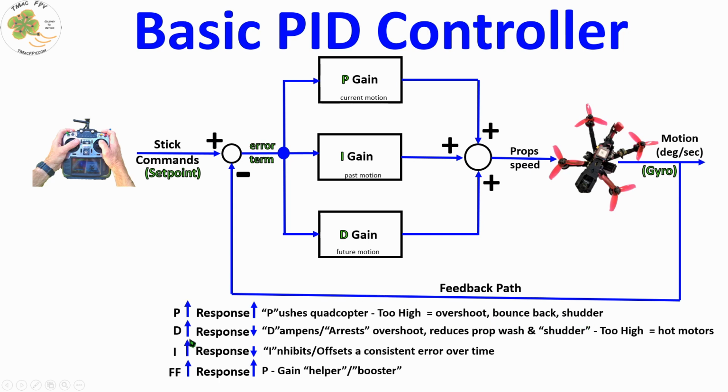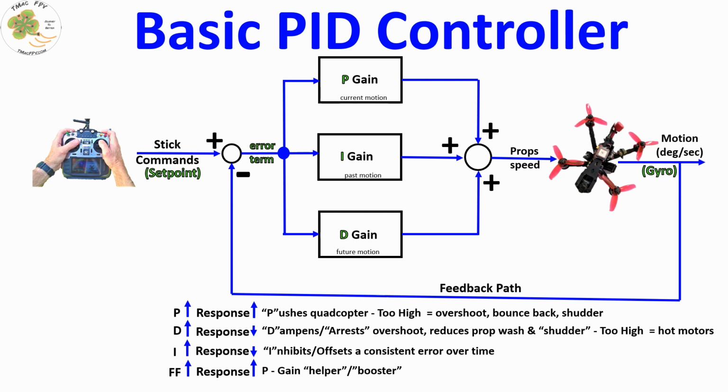If we increase our D, it'll dampen or slow down the P term, reducing overshoot, as well as prop wash vibrations and that shuddering effect. However, too much D can result in hot motors. If we increase I, it's going to inhibit any consistent error our quadcopter may have between our commanded motion and its actual motion. Feed forward is another variable we have control over, which actually is like a P-term helper in that it works with the P-term in the same direction to get the quad to its commanded motion more quickly.